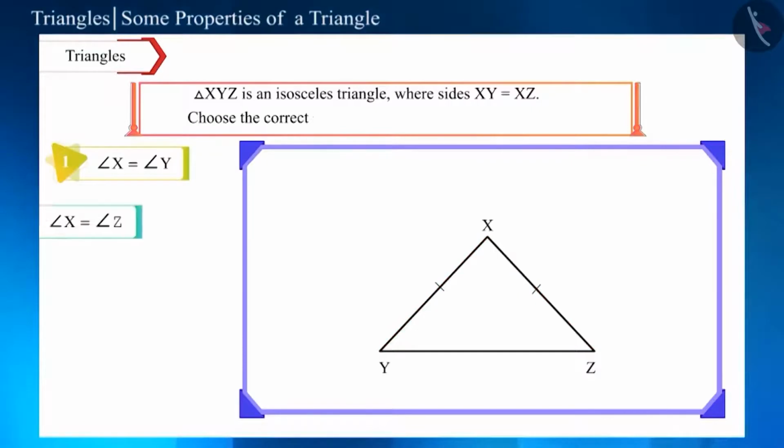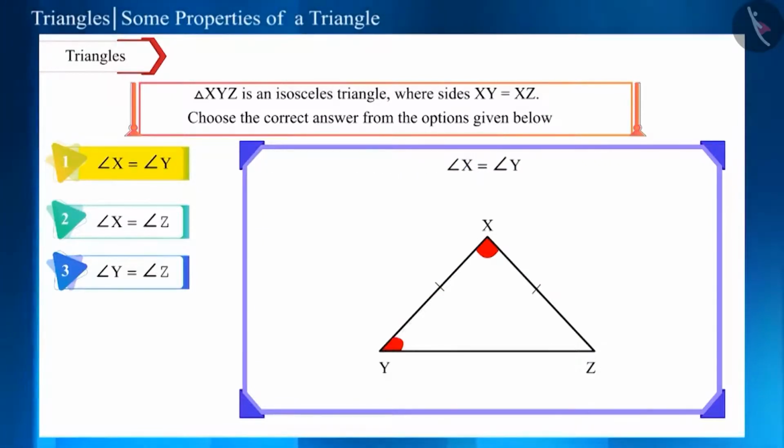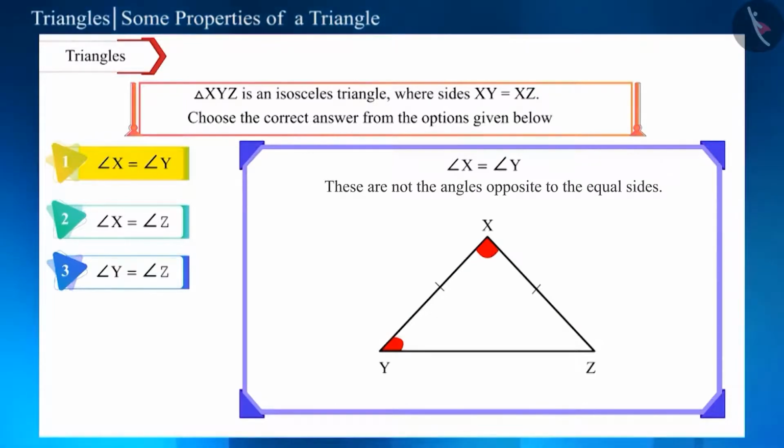Choose the correct answer from the options given below. Friends, look at the first option. In this, angles x and y are given to be equal. According to the question, triangle XYZ is an isosceles triangle. Therefore, the angles opposite to its equal sides will be equal. But look at the angles x and y. These are not the opposite angles of the equal sides. Hence, this option is incorrect.